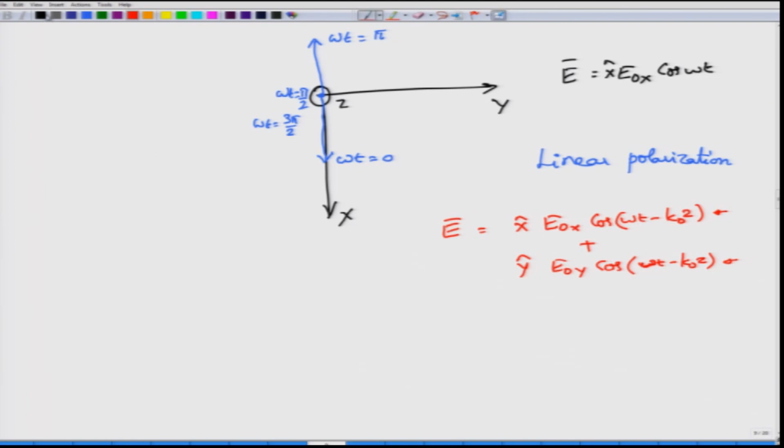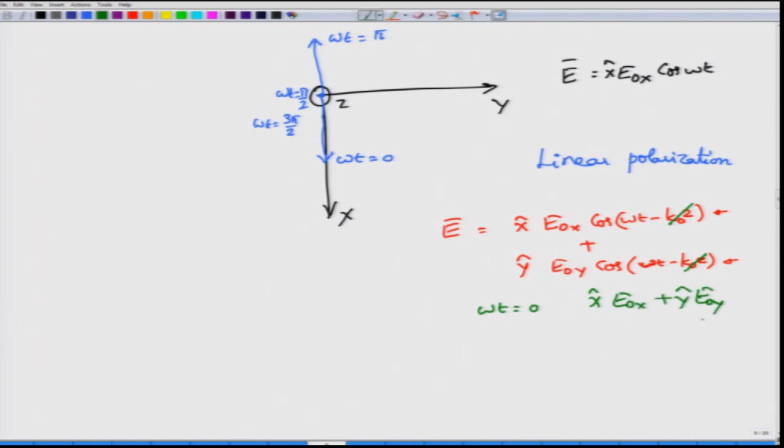Now, let us consider again the same kind of a scenario. I have omega t, I am going to consider k0 z equal to 0, which means they are constants, and I am going to change the value of omega t. So, first let me assume omega t equal to 0. When I assume omega t equal to 0, what will happen to this expression? At omega t equal to 0, you have x hat E0 x plus y hat E0 y.